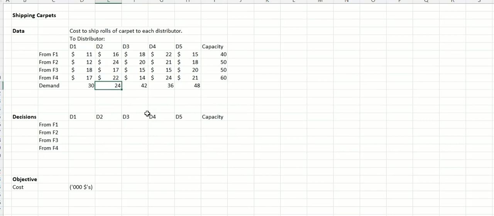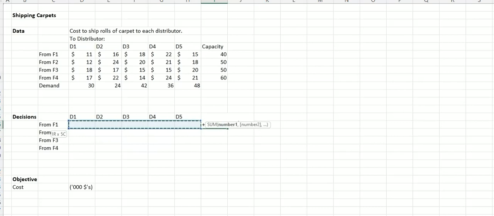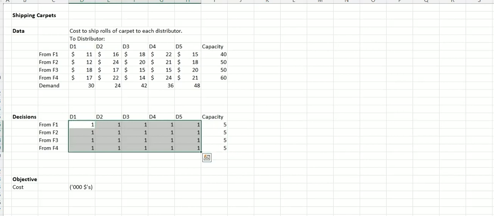The same solver that we've been using throughout Chapter 9 can solve problems like this one. So we're going to go ahead and set up some of what we need. We know we have to calculate out of our decision variables whether or not we're staying within the capacity constraints that were stipulated for us. So I'm going to go ahead and do a sum formula here. I'm going to put in some dummy values in my decision variables so I can see if my formulas are doing correctly.